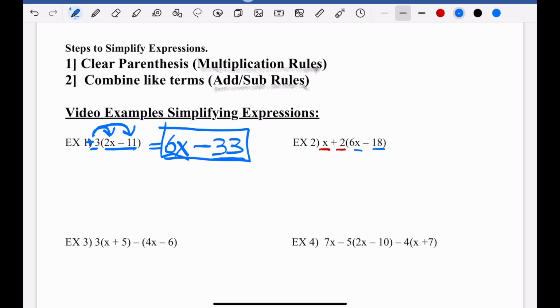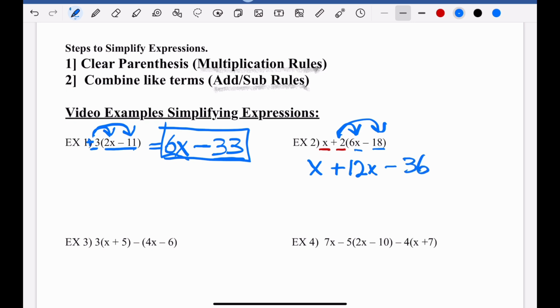So what I want to do then is just bring down this x because he is not connected to my parentheses. He's just hanging around waiting for everybody to get out of parentheses, and I'm going to use my 2 to get the terms out of parentheses. It's a plus 2, so positive 2 times positive 6 is positive 12 times x, and then positive 2 times negative 18 is negative 36.